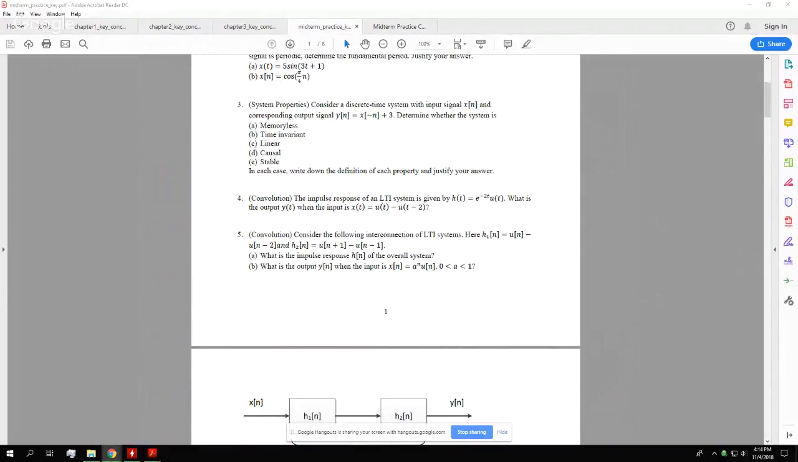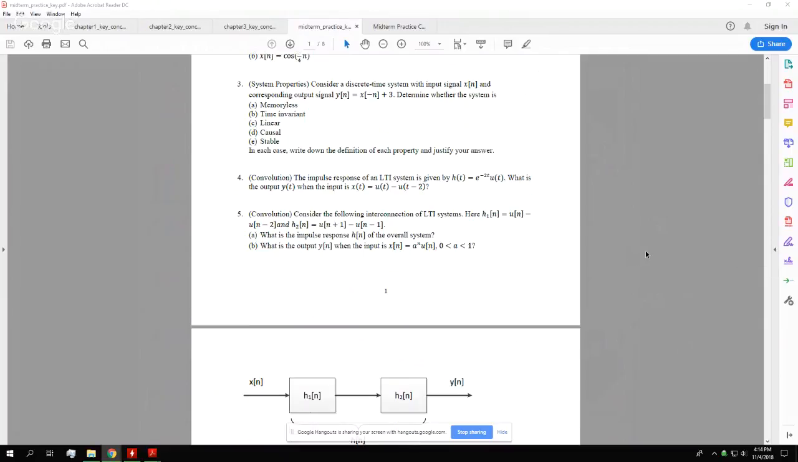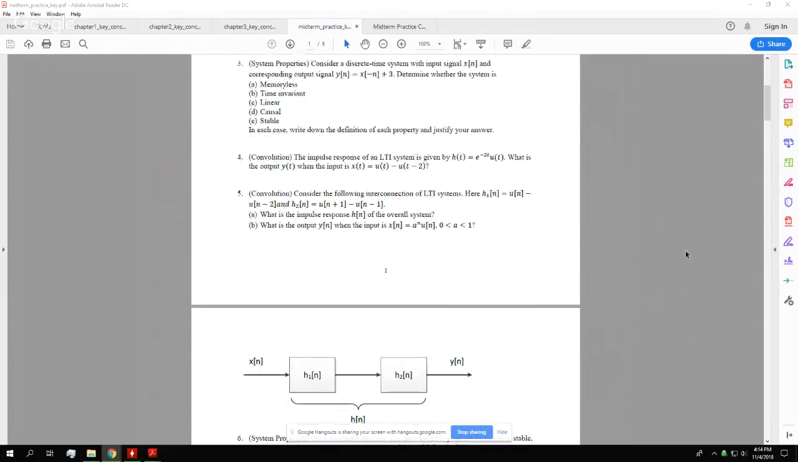All right, problem 3. This is the system properties problem that I had to review quite a bit yesterday. We're given a function, y of n equals x of negative n plus 3, and we're asked to determine whether the system is memoryless, time invariant, linear, causal, stable. In each case, we write down the definition to properly justify our answer.